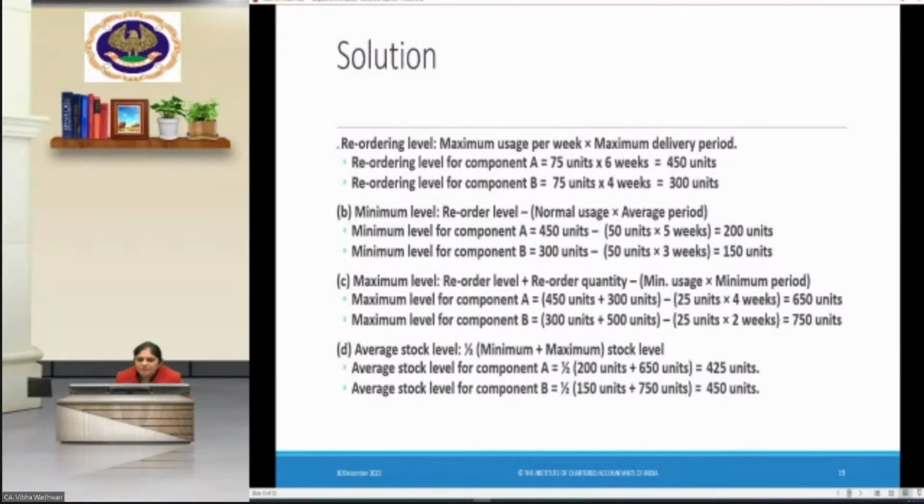So reorder level, I think most of you have calculated. Minimum level, maximum, and average. Calculate please, and then the answers are also here. So minimum is reorder level minus average consumption into average delivery time. Maximum level is reorder level plus reorder quantity minus minimum consumption into minimum delivery time. Average is minimum plus maximum divided by 2. So here it is calculated this way.